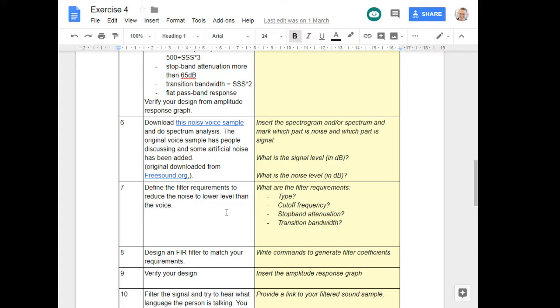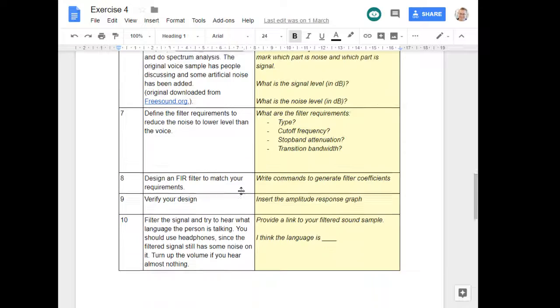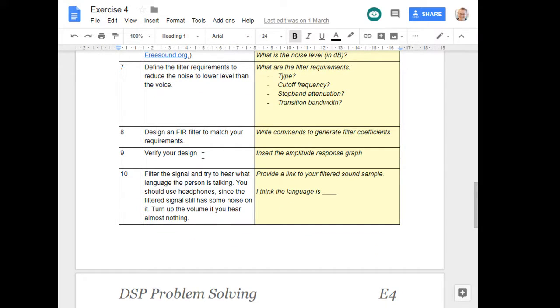So spectrum analysis first, then design the filter to reduce the noise level. What else? Yeah, verify your design, and then filter the signal and try to hear what language the person is talking. You don't have to understand what they are talking, but just the language. This I think I have tomorrow, the multiband filter.